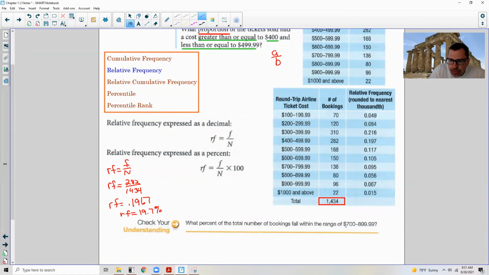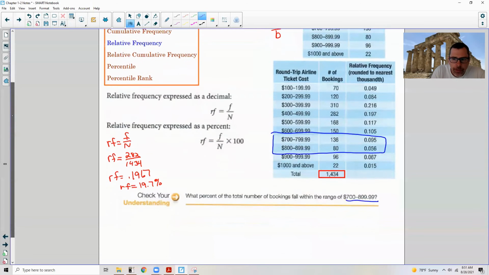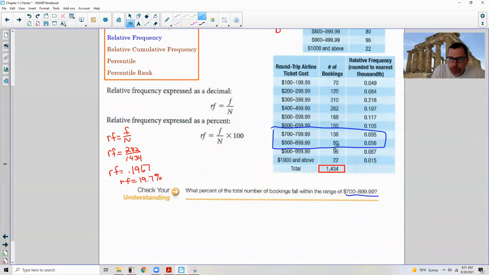Okay, so 700 to 899.99 is these two. All right, so that is what I would do, because these are rounded. If you just add these, you're adding two numbers that are rounded, and your approximation is off by even more. What I would do to be more accurate is put this in my calculator.